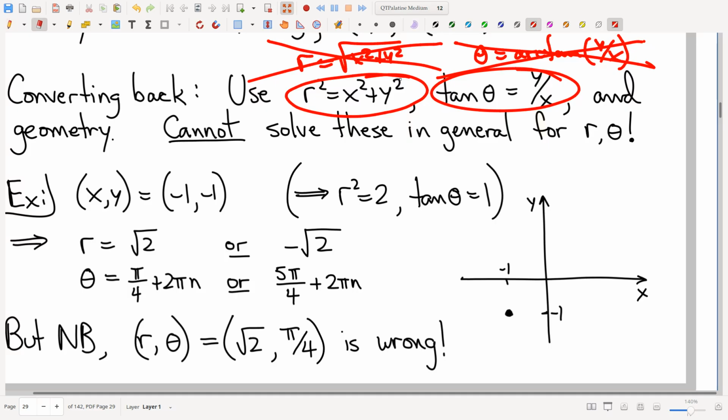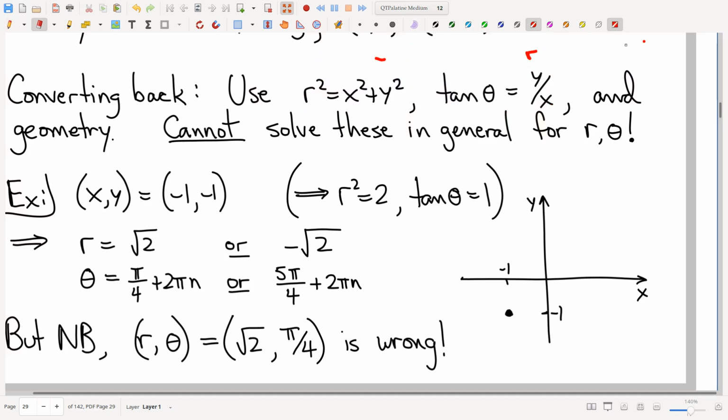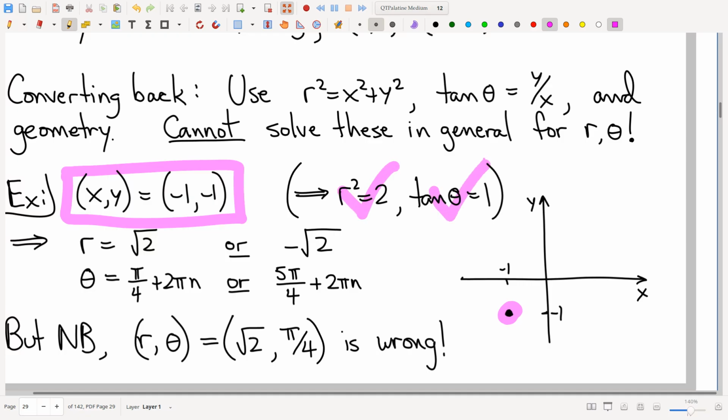Now, it's worse than this. It's not just that ambiguity problem. There's also the matter of how you put it together. So let's think about this point right here, the point whose rectangular coordinates are -1 and -1. Fine, nothing weird. I can compute r squared. I can compute tan theta off of those formulas, no problem.